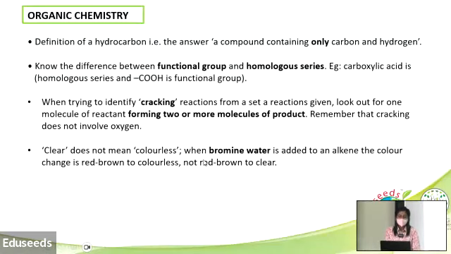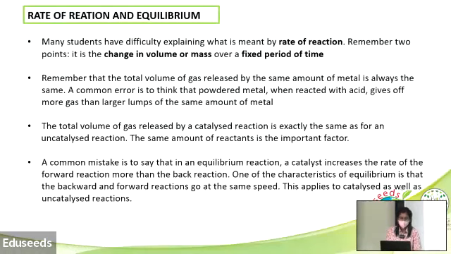Let's say bromine water is a test used to test the presence of alkene or double bond. So when bromine water is added to an alkene, the color change is from red brown or brown to colorless, not to clear. So there is a difference between clear and colorless. Okay, let's continue.